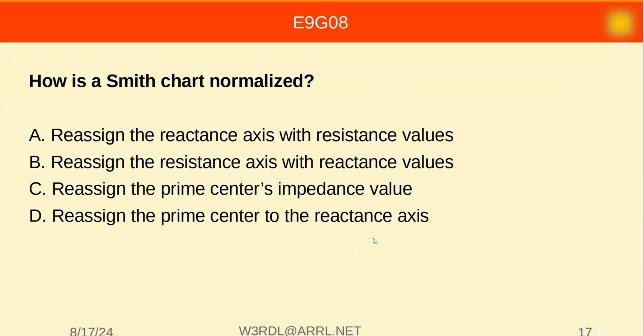How is a Smith chart normalized? Charlie? What was that? Is it Charlie? Any others?